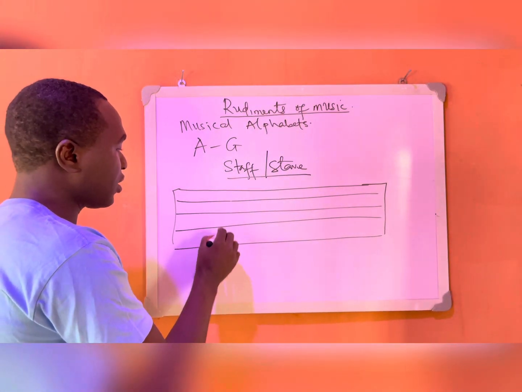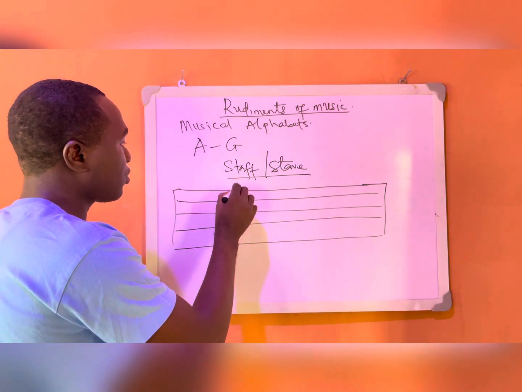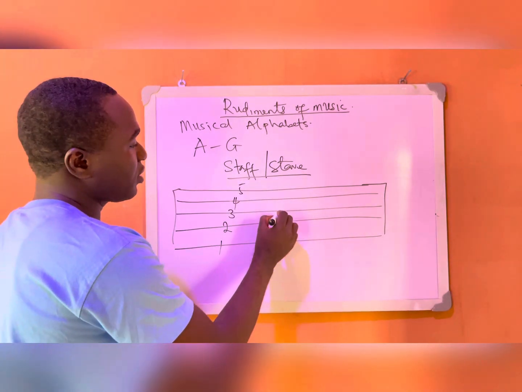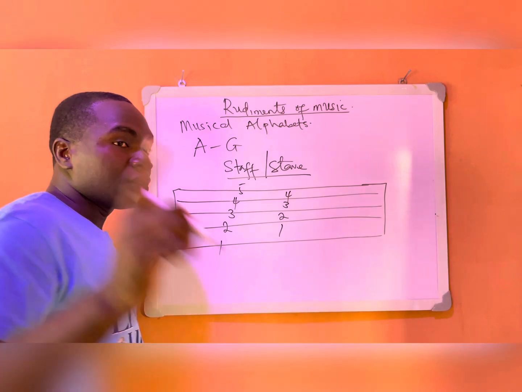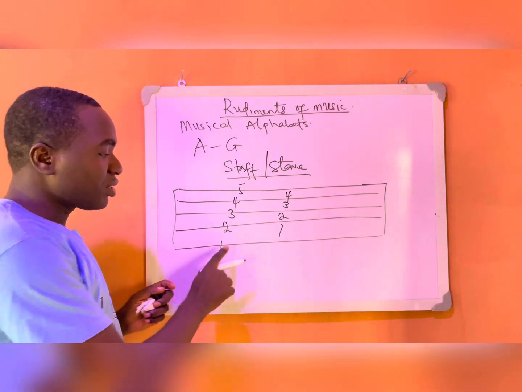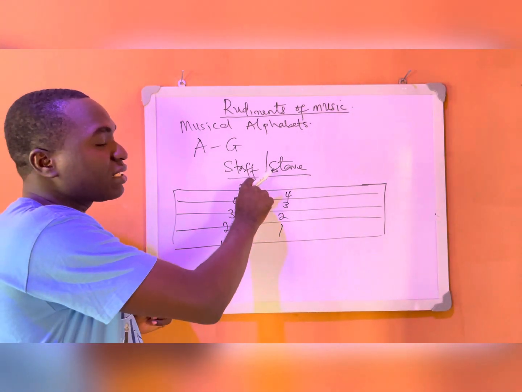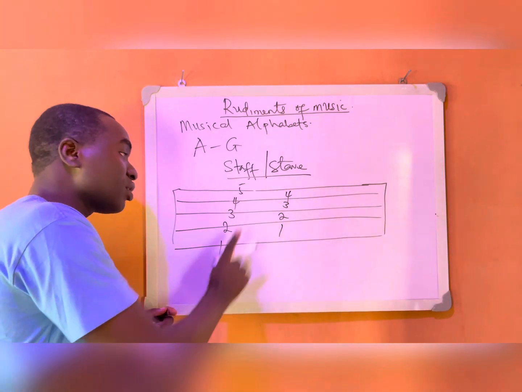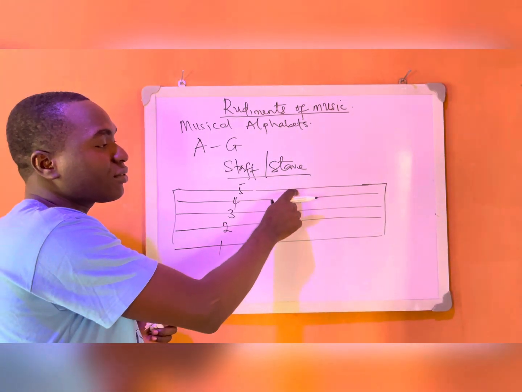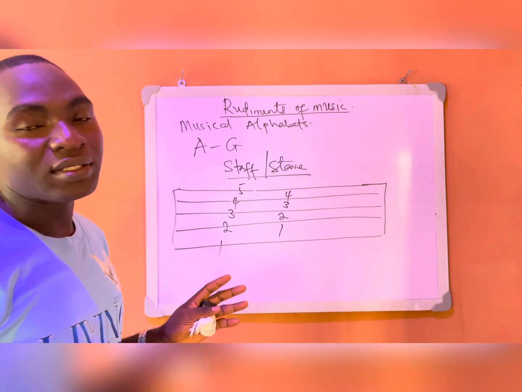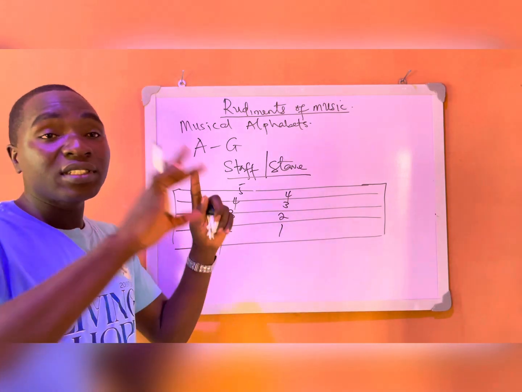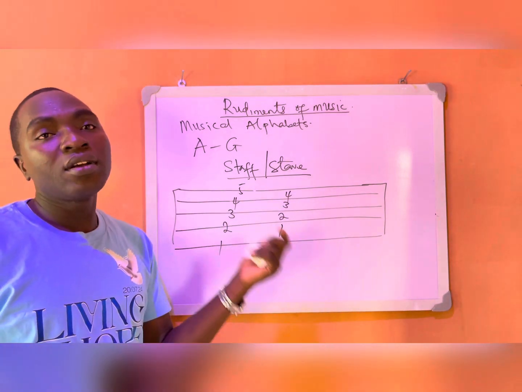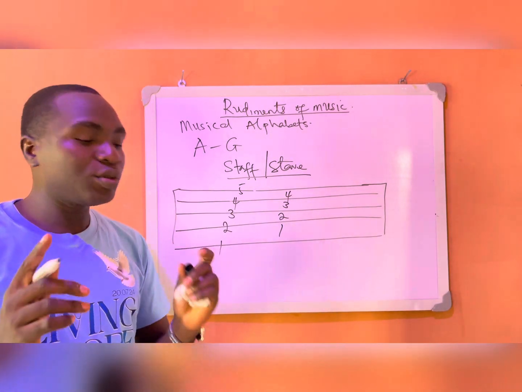Let me number these lines. 1, 2, 3, 4, 5. The spaces are 1, 2, 3, 4. Remember, when you are reading music, you start counting from here. This is not the first line, this is the 5th line. So you read up. This is the 1st, 2nd, 3rd, and 4th. That's what our staff is all about. So everything in music is written on our staff. I hope that is gotten.